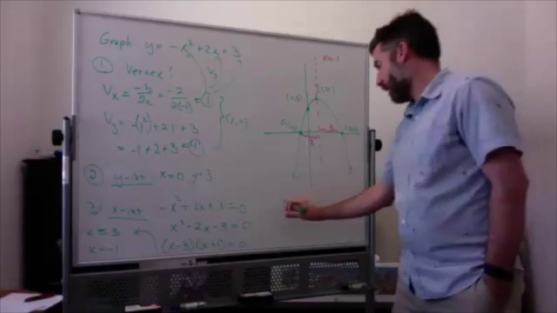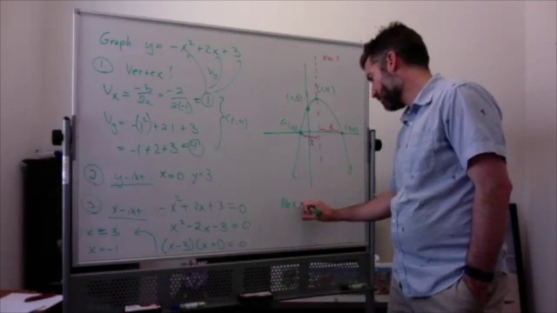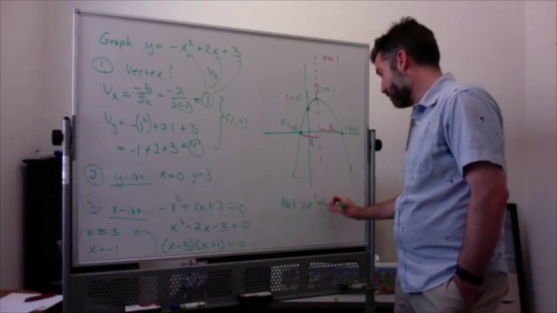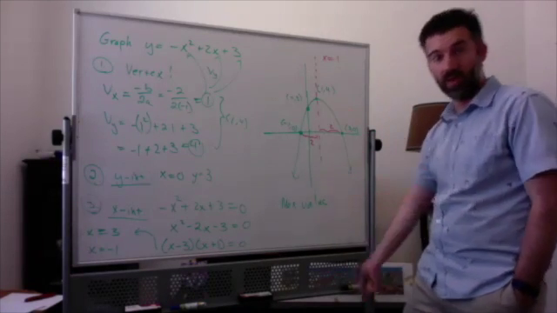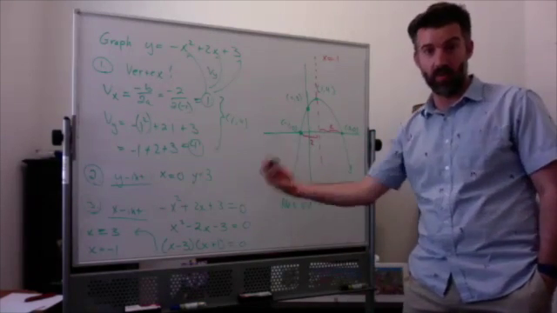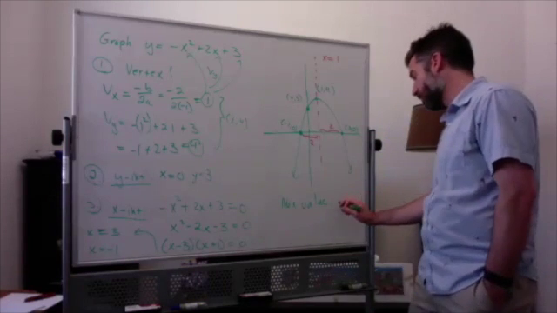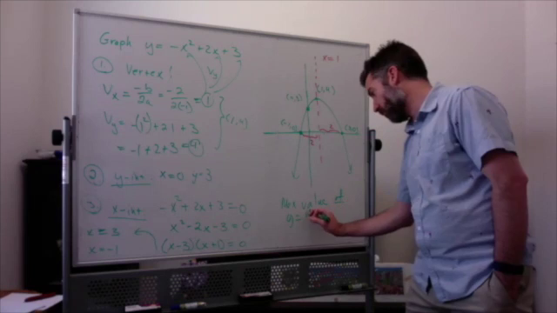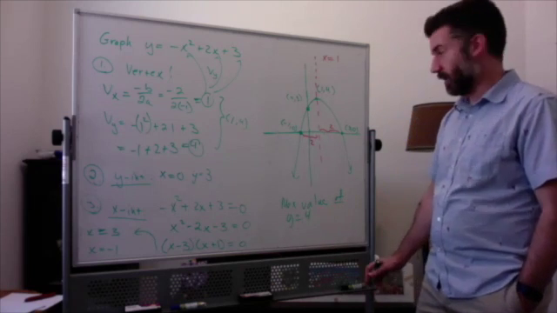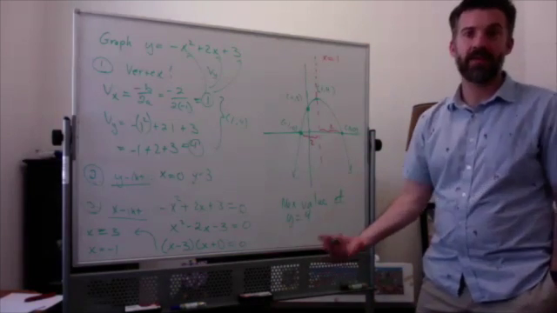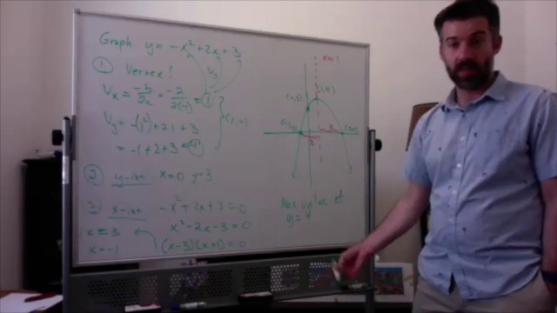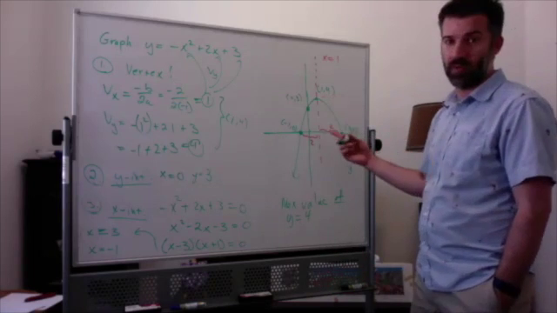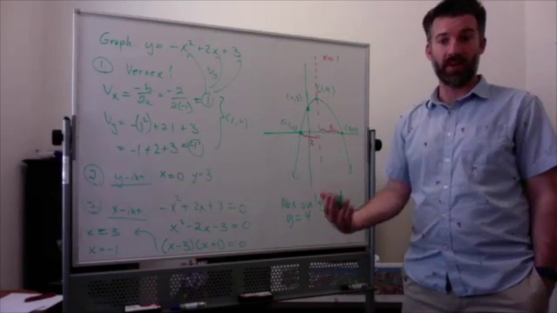Couple things to say here. Yeah, I have a maximum value. This one definitely has a maximum because there's a highest point. There is no minimum, there is no lowest point. You keep going down, down. So it has a maximum value of y = 4. The maximum value occurs at x = 1 with a value of y = 4.